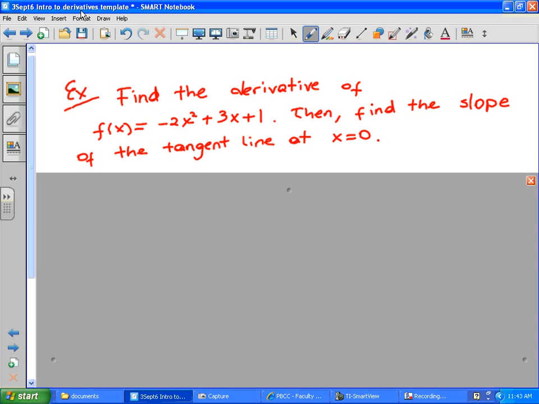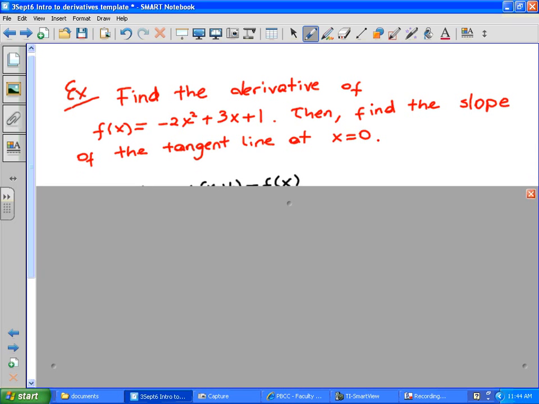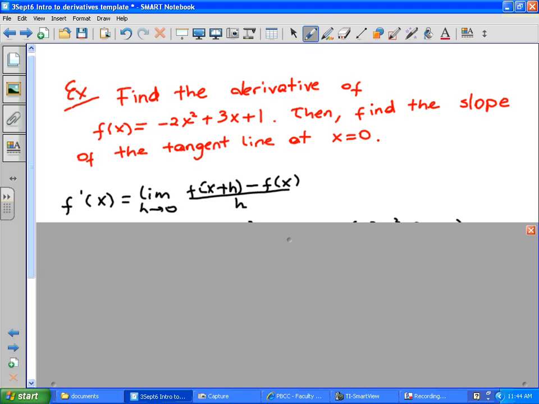I would suggest for my online students to pause the video here, try this problem by yourself, and then come back and take a look at the solution. Okay, beginning with the definition, which we are familiar with by now. Again, f prime of x represents the derivative, and the right-hand side gives us the definition.